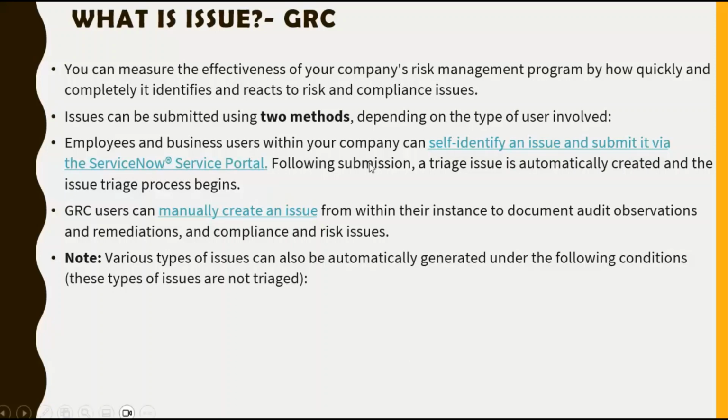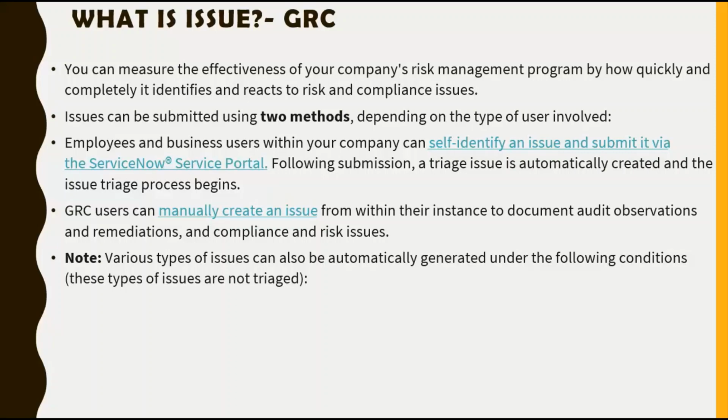An issue can be submitted using two methods, depending upon the users involved. If you don't know what different types of users we have in GRC, please go to the GRC series and watch the videos to get an overall idea of how GRC users work. Here we have two methods to create the issue. First, we can create a manual issue, for example if I am a GRC admin. The second way is automatically self-identified and auto-generated issues.